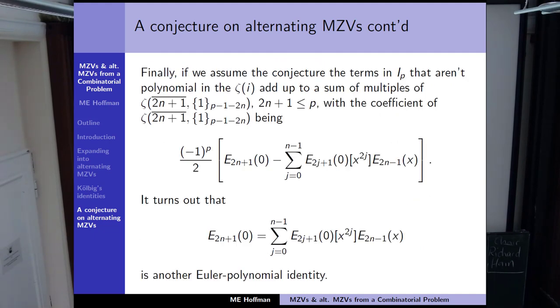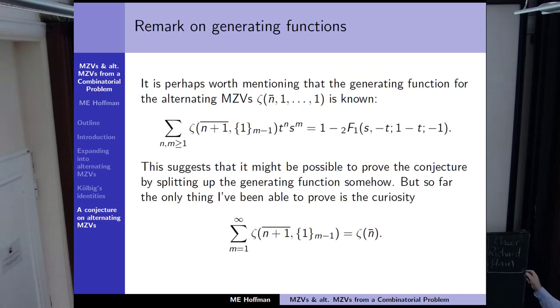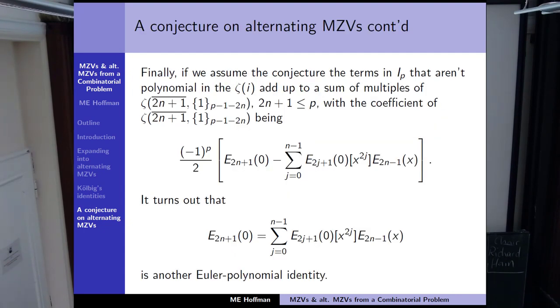And then before we had the proof from Kolbing's work that the integral could be written in terms of just height one multiple zeta values, I had this conjecture already, and so I looked at what the non-rational stuff in IP is that shows up. In other words, take my formula for IP in terms of the alternating ones, assume the conjecture, and see what it all adds up to, and you get this rather complicated expression involving Euler polynomials again.